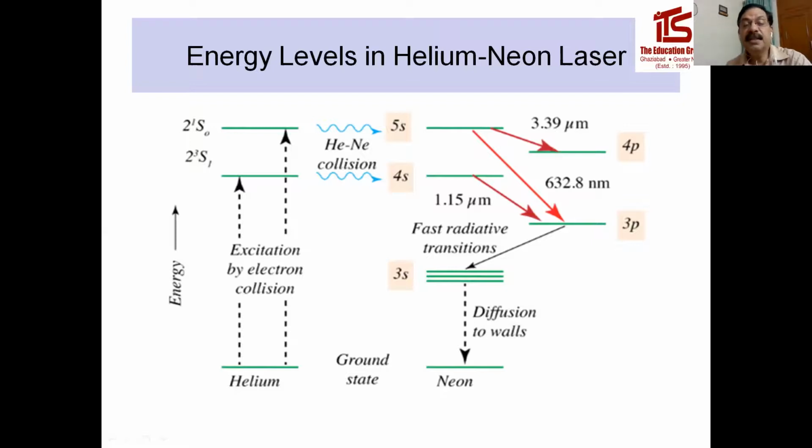Collisions between these helium metastable atoms and the ground state neon atoms result in a selective and efficient transfer of excitation energy from the helium to neon, right? Excitation energy transfer increases the population of the neon 4s2. Here is 4s2.